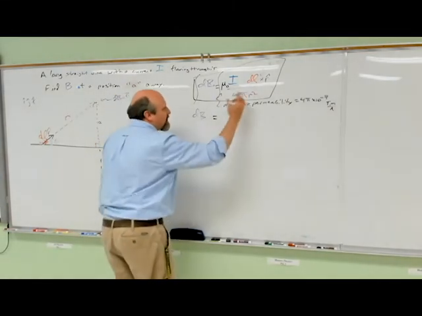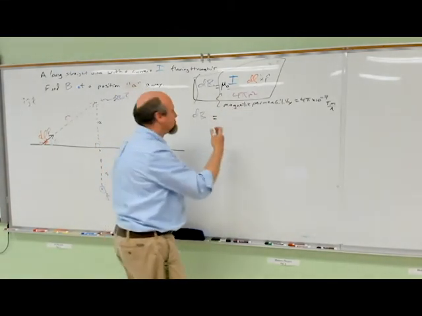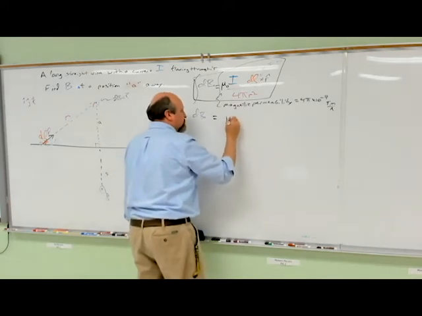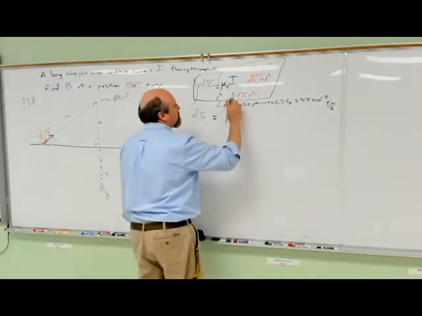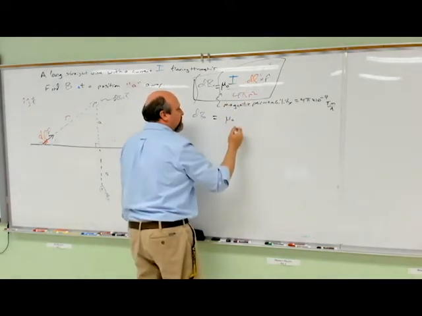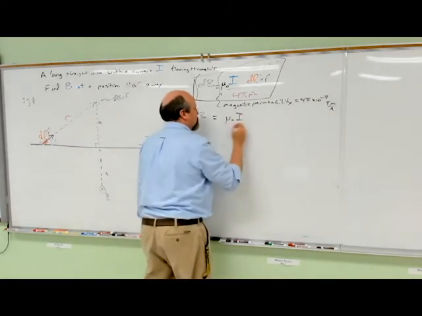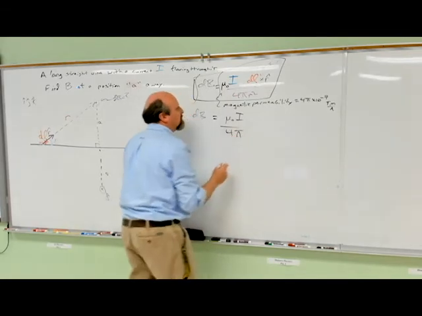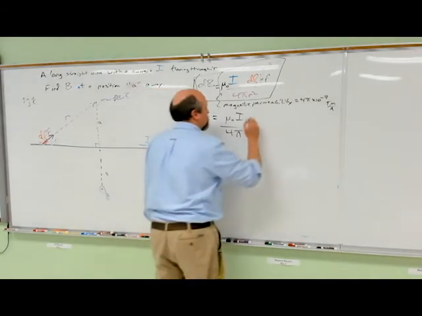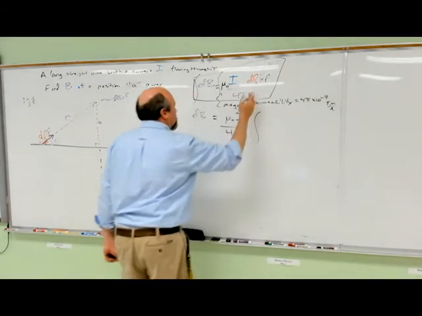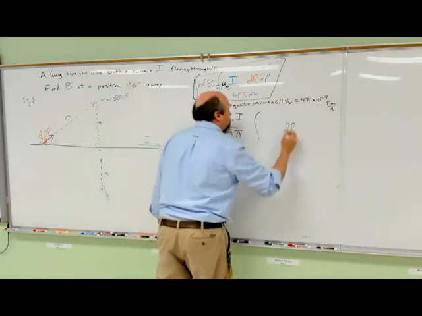Now let's take our constants out. Mu naught, that's a universal constant. 4 pi, and I, the current in the wire, that's a constant too. I'm going to stop color coding, if that's okay with you. Now what's left to take an integral of? dl, that's our variable as we go along the wire.